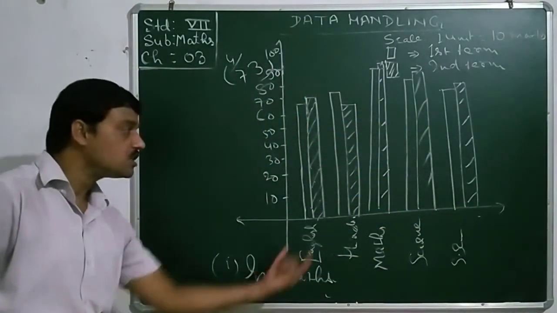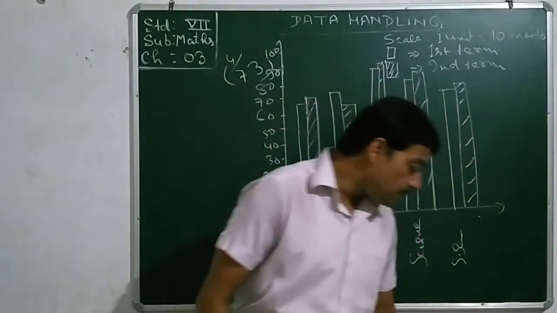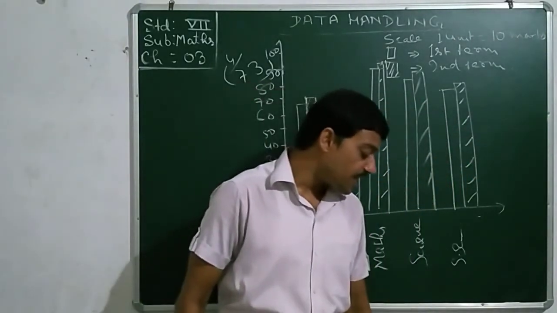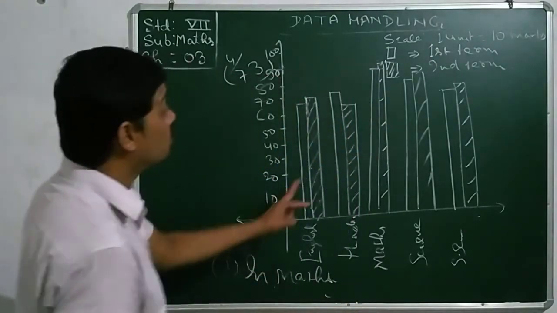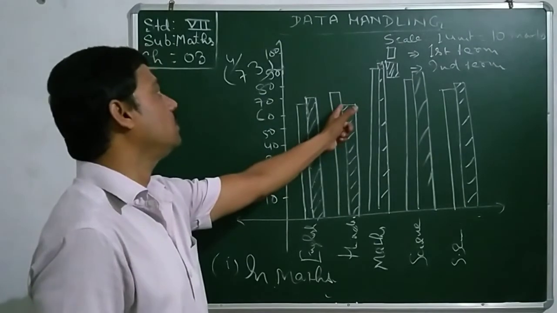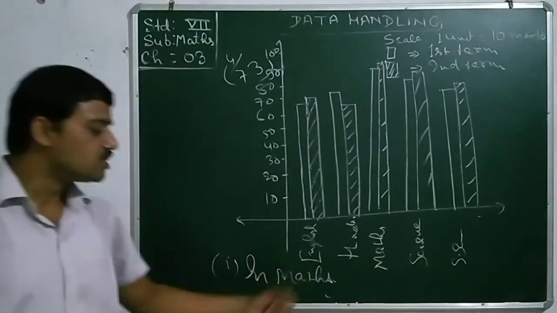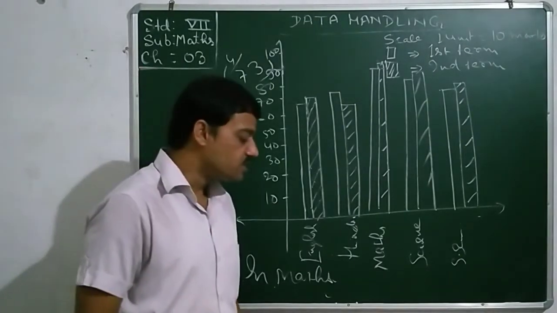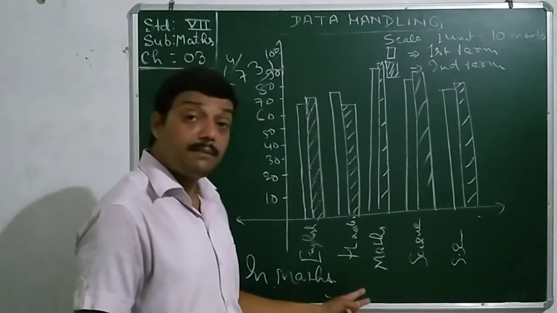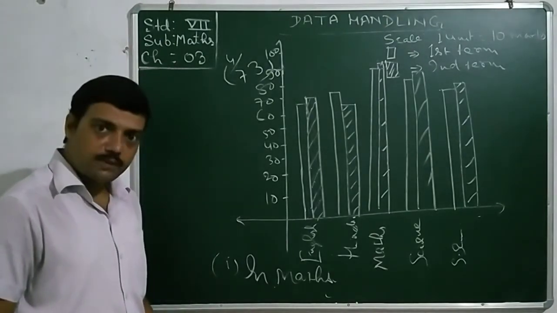For the third, has the performance gone down in any subject? Of course, look at the graph. In which subject has performance gone down? In this subject, that is Hindi. In this way you can respond to the remaining questions, 5 and 6 also. Try to do these two sums yourself.